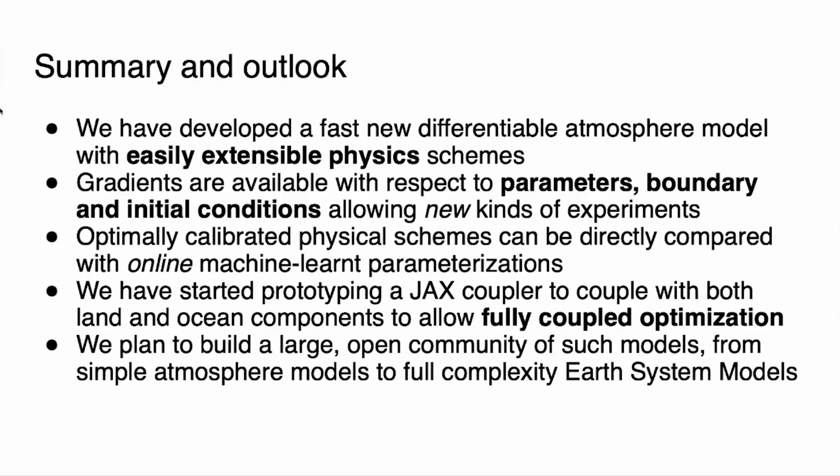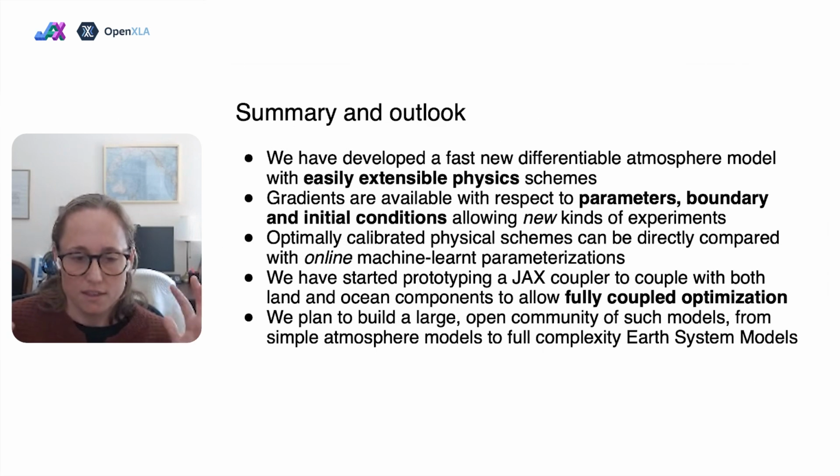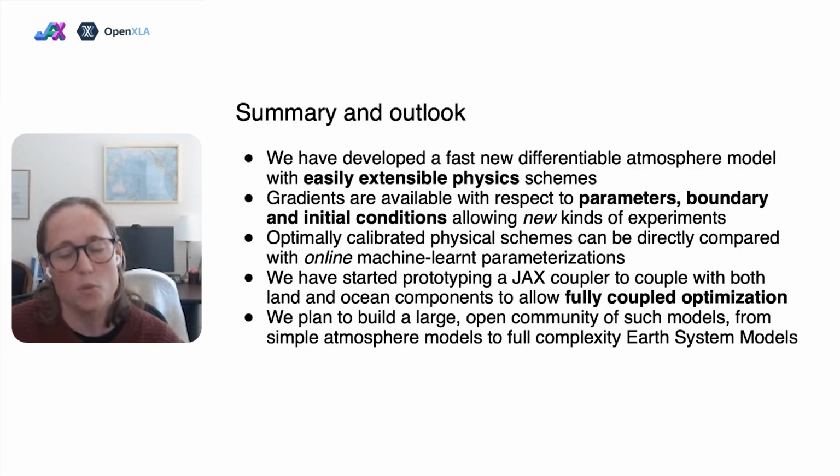And so in summary, we've developed this differentiable atmospheric model. It has really easily extensible or swappable physics schemes. The gradients are available with respect to everything. So you can look at the change in the outputs with respect to parameters or boundary conditions or initial conditions. You can calibrate physics schemes. We're prototyping coupled optimization. And so this is really a goal to make this open community of all of these different models. And you could even have multiple versions of each. You could have multiple atmospheric models. You could have multiple oceans. You could swap them between each other.